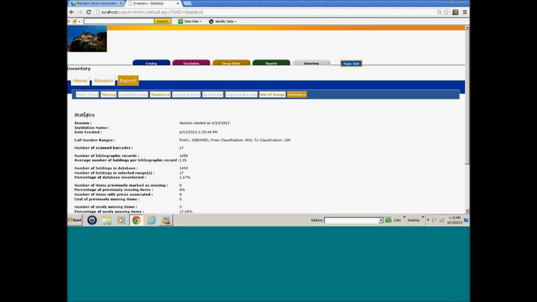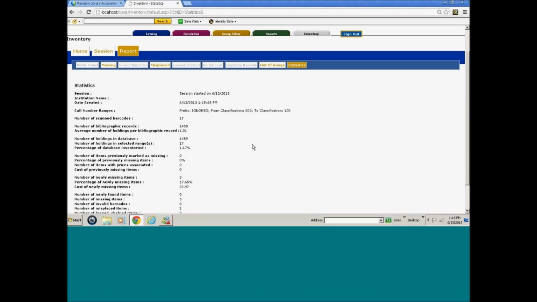Statistics report that comes out, and it shows that I scanned 17 barcodes out of the 1,450 barcodes that I have in my system. So I only did roughly 1% of my bibliographic record, or 1.17% of my holding section. And we can see that all here. The system would tell me, out of the books that are marked missing, what is the cost of the newly missing items, the percentage of the newly missing items. So I can see that in this inventory, I've lost $32.97 worth of books.